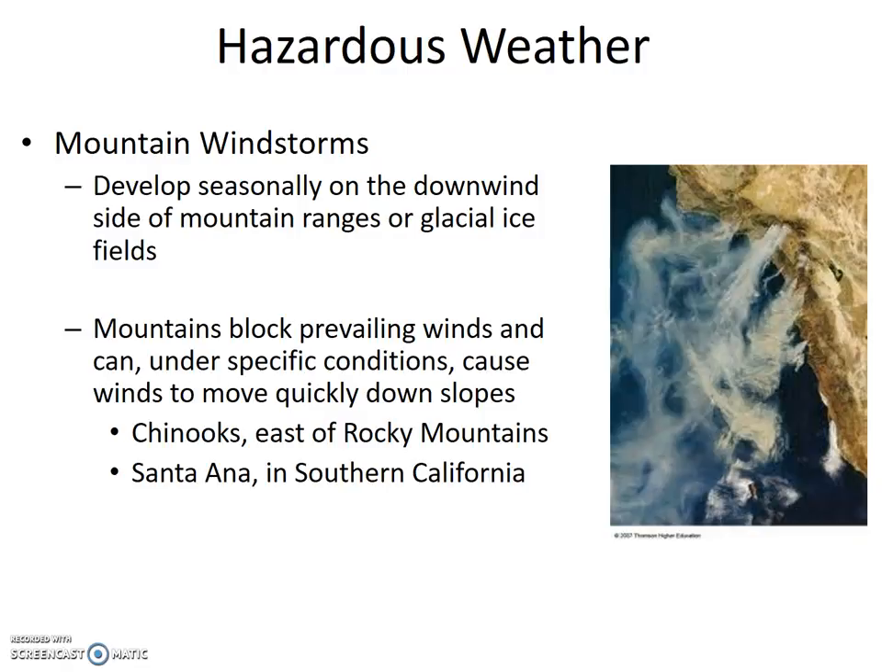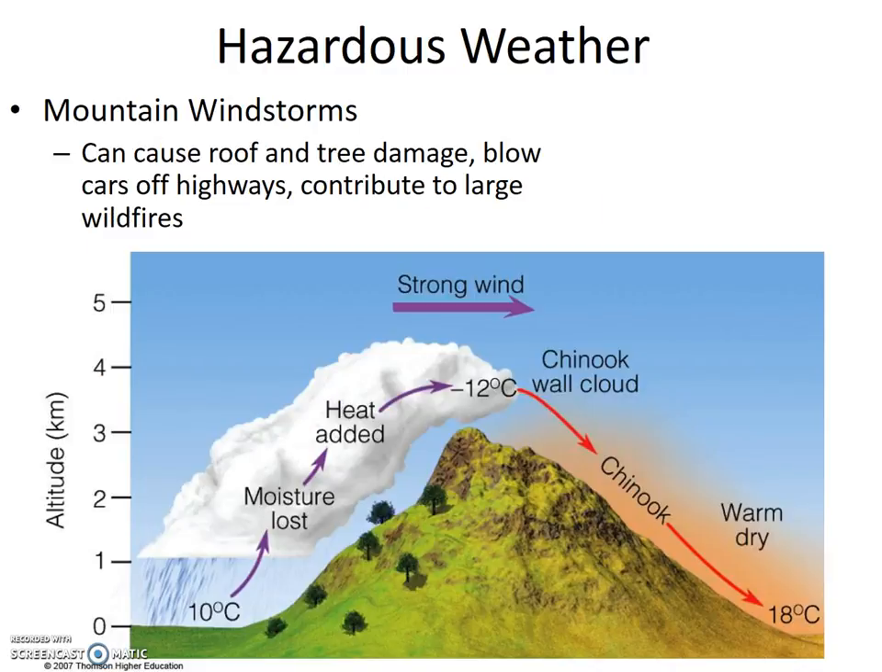Examples include the Chinooks east of the Rocky Mountains and the Santa Ana winds in Southern California. The image shows smoke from wildfires being blown away from the coast by the Santa Ana winds. These mountain windstorms can cause roof and tree damage, blow cars off highways, and contribute to large wildfires.